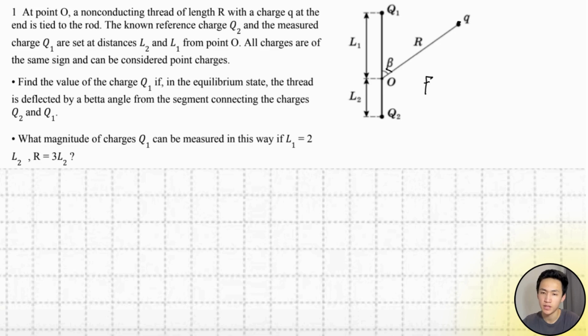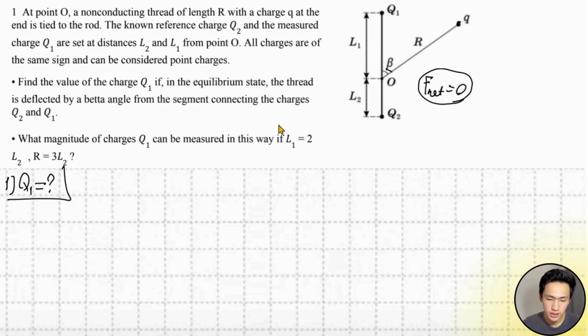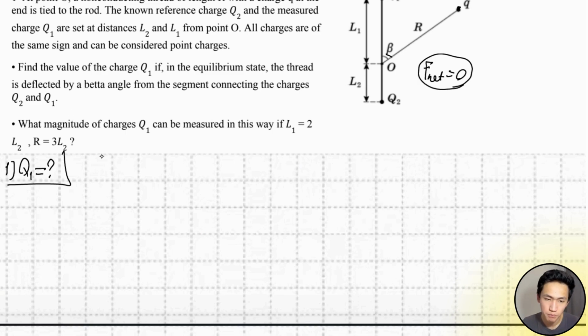At the end of this thread there is a small q, and the system is in equilibrium, meaning that the net force equals zero. The sum of the forces is zero. The first question is we need to find Q1. So let's draw a free body diagram.